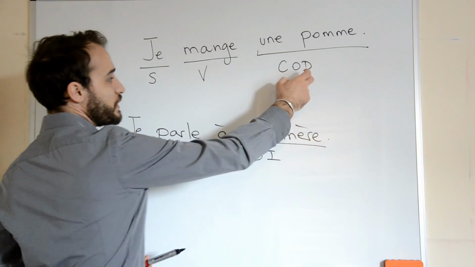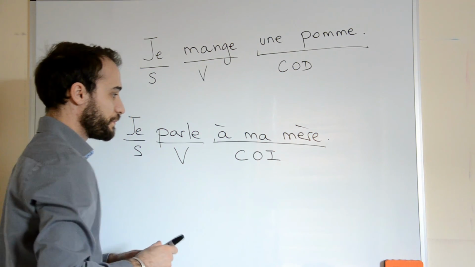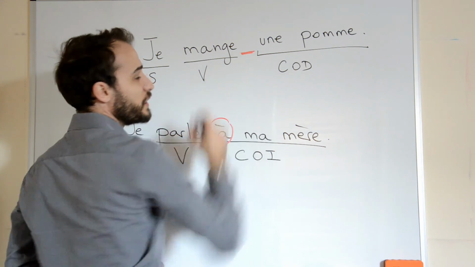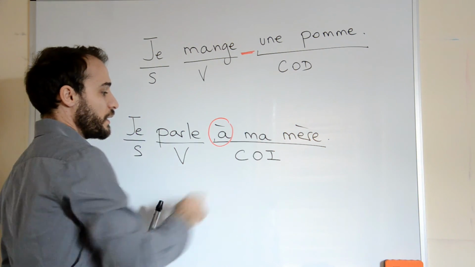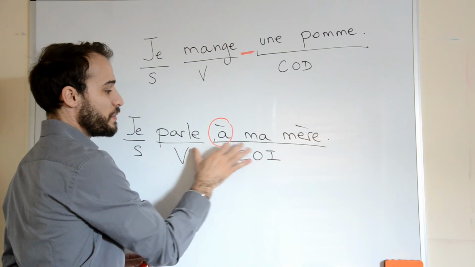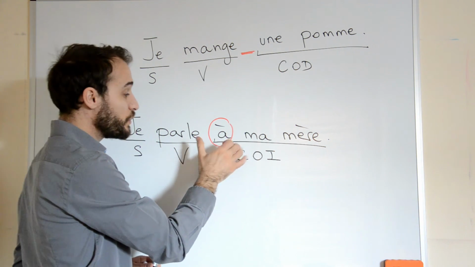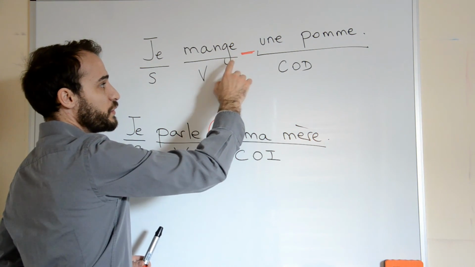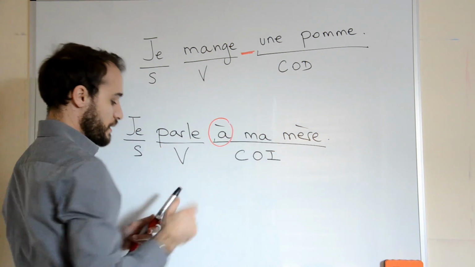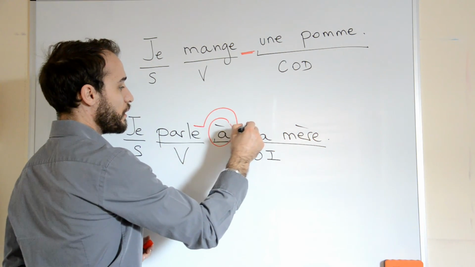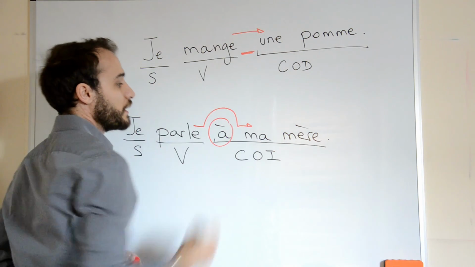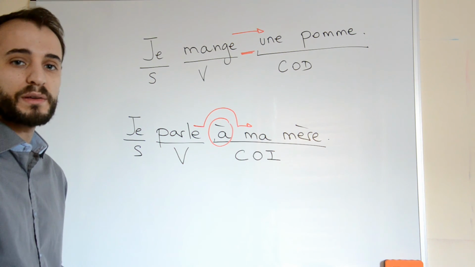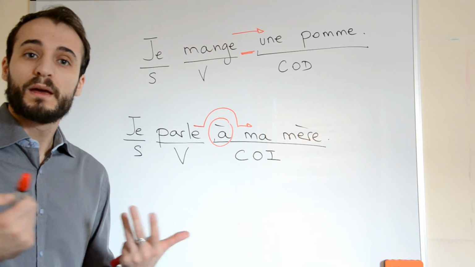So in French, COI, indirect object complement. Why is it indirect and why is this one direct? Because if you look at it, we have here à, and here we had nothing. So if you have a preposition between your verb and your complement, if you have à in between, then we are talking about an indirect complement. If you have nothing between your verb and your complement, then it's direct. Okay? You'll tell me, but why? Why is it indirect? Why is it direct?